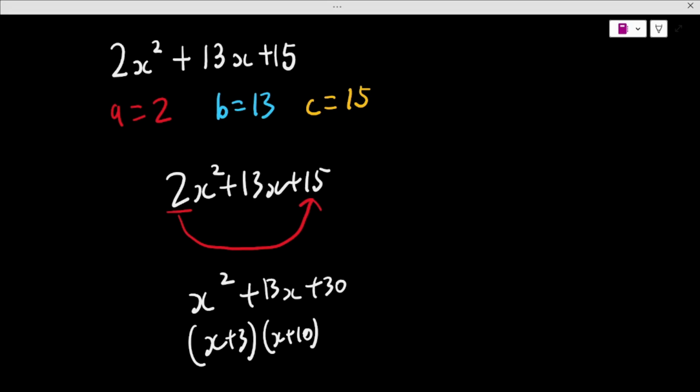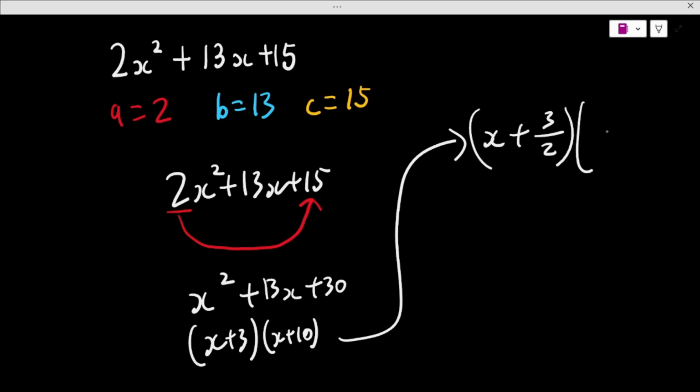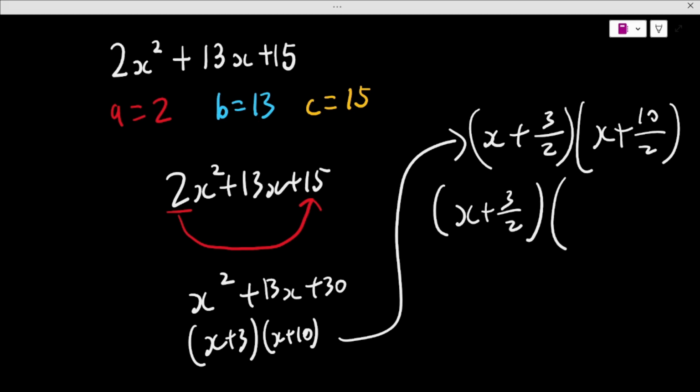Okay, now what we are going to do is to divide all the constants within each factor by the number that we slid, which was 2. So we're going to get x plus 3 over 2, and then x plus 10 over 2. The next step is to simplify whatever possible. x plus 3 over 2 cannot be simplified. x plus 10 over 2 can be, because 10 divided by 2 is 5.